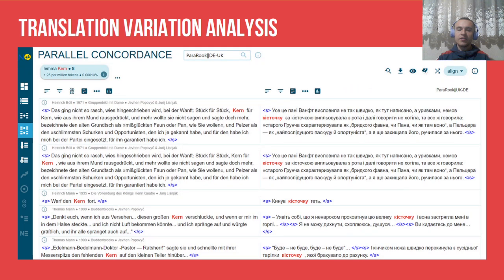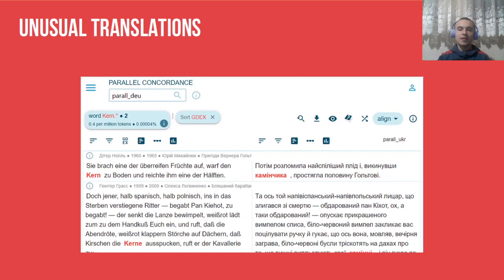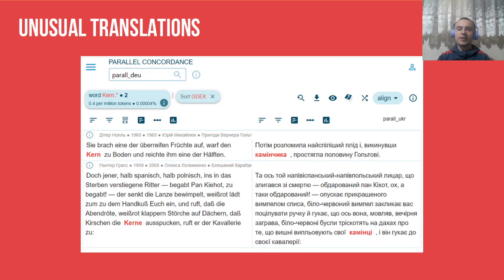In a parallel corpus, we can search both the right and left side and use the translation as a layer of semantic annotation. The slide shows examples with the word Kern meaning fruit seed found using such a dual query. Similarly, we can find Ukrainian examples with a rarely used Ukrainian synonym with the same meaning, kaminchik. Now we use the German text to specify the meaning.